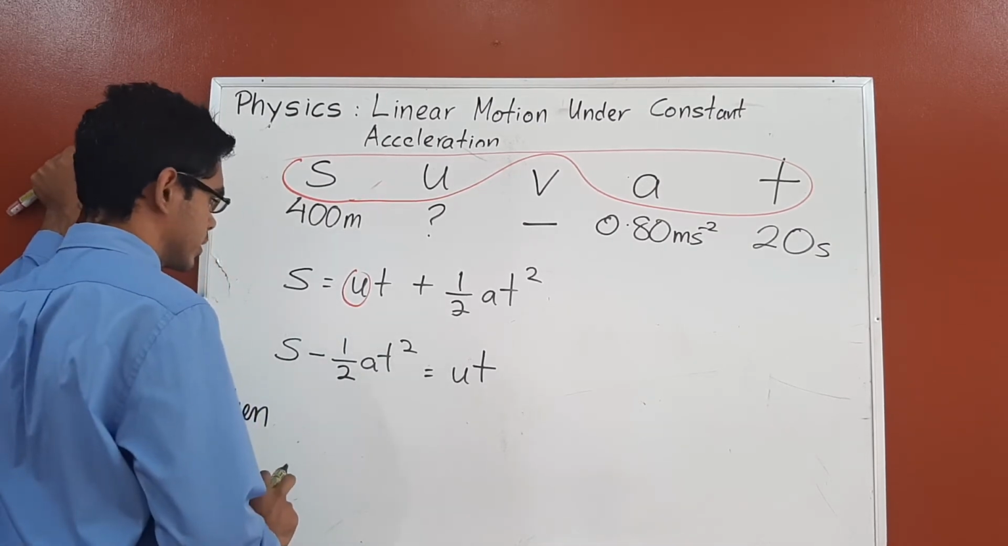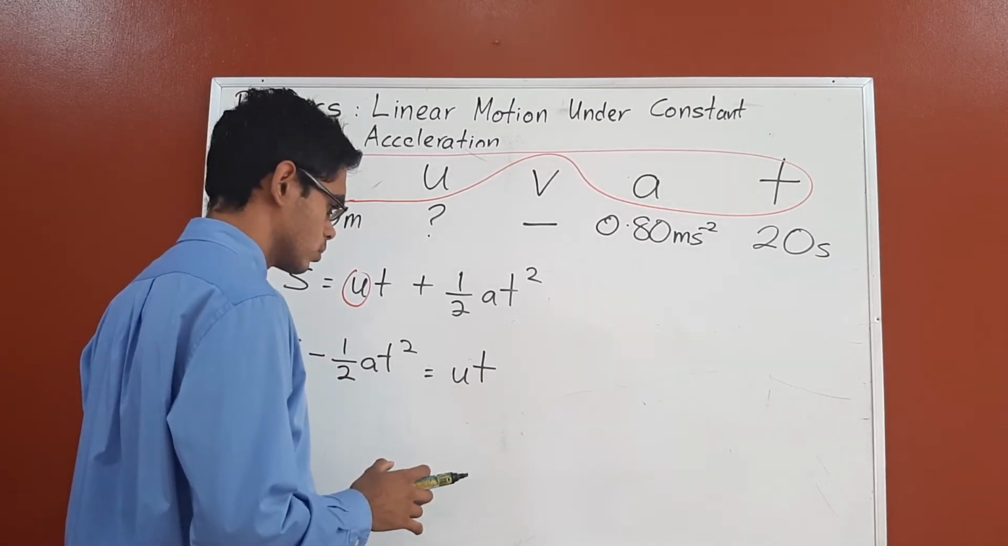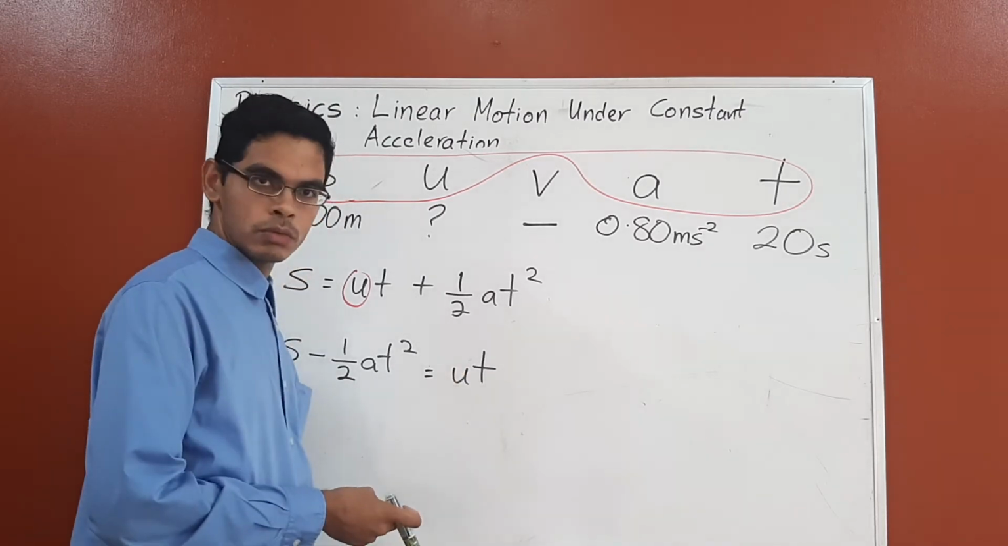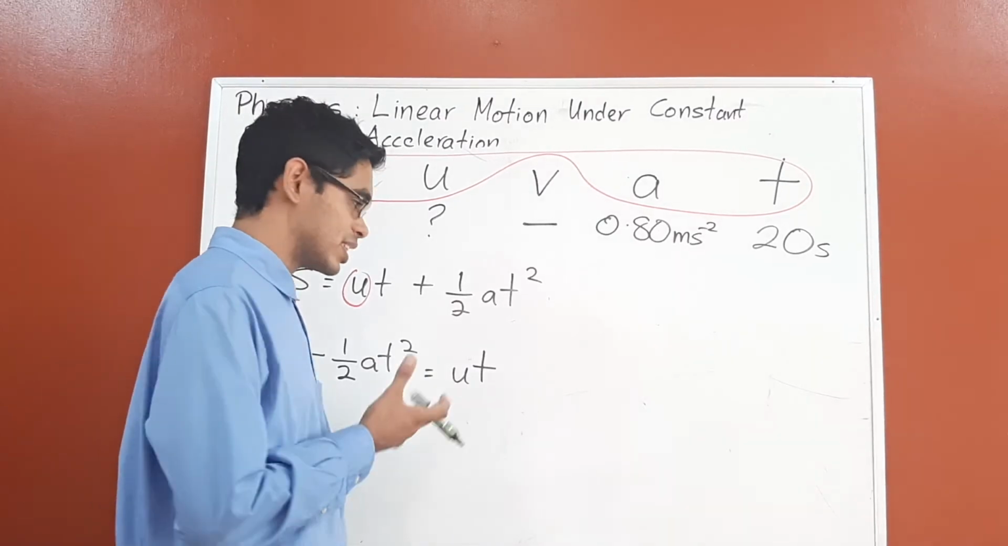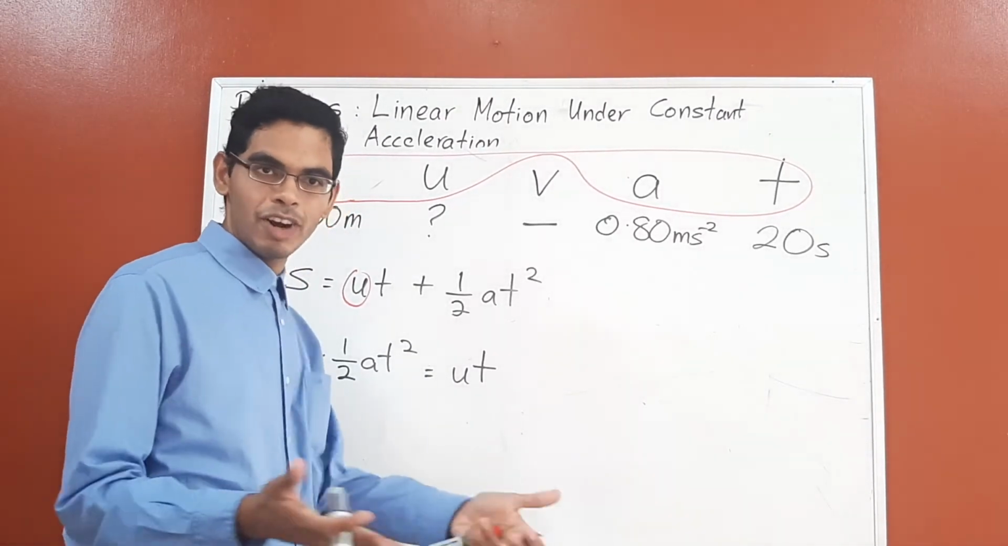what do we do next? How do we get the U alone? Well, here, T is multiplying the U. If we want to get rid of it, we have to do the reverse of multiplying T to both sides. What is that? What is the reverse of multiplying T?